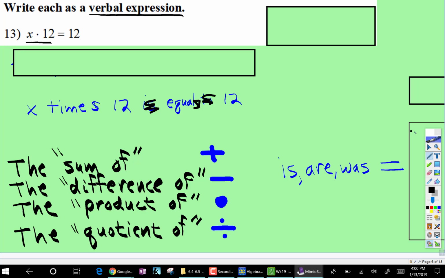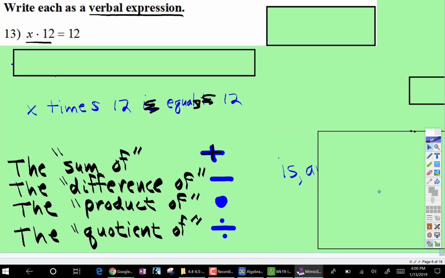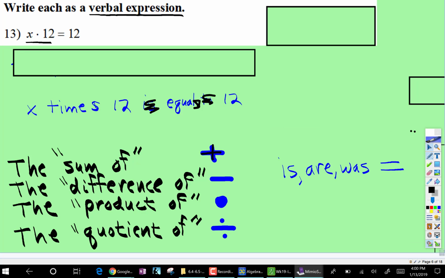So when you are adding two things together, mathematicians like to use the phrase the sum of. When you're subtracting something from something, the difference of. Multiplying, the product of. Dividing, the quotient of. Learn these phrases right here. The other thing that you need to learn is these words right here: is, are, was. Almost always you can convert those to an equal sign.